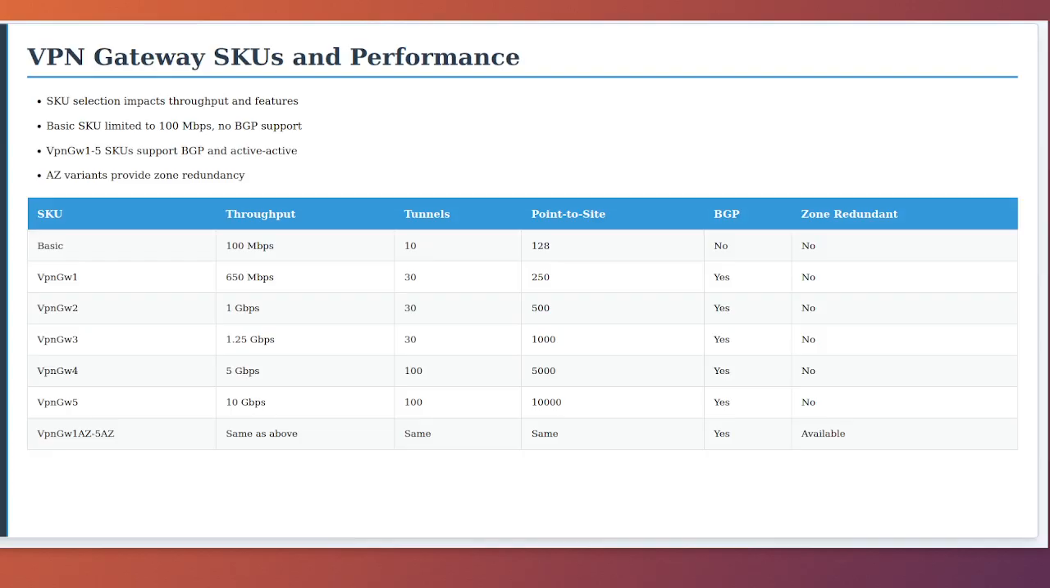The AZ suffix variants, such as VPN GW1AZ, VPN GW2AZ, and so on, provide the same performance characteristics as their counterparts. However, they deploy the gateway instances across availability zones in regions that support zones. This provides higher availability and resilience against data center level failures. Zone redundancy is particularly important for production workloads that require maximum uptime guarantees. The AZ SKUs cost slightly more than non-AZ SKUs, but they offer significantly improved availability SLAs.